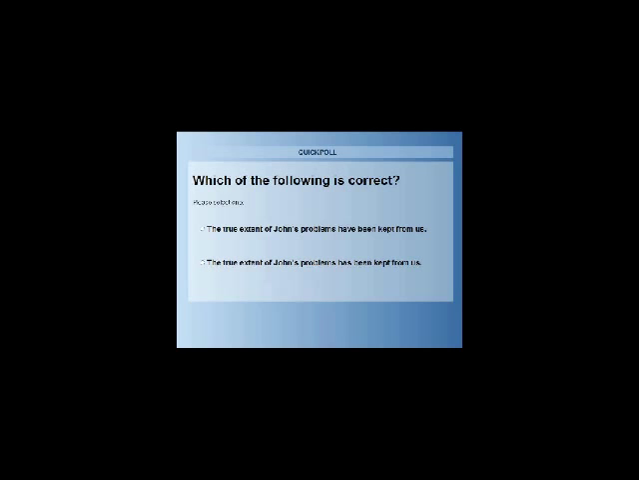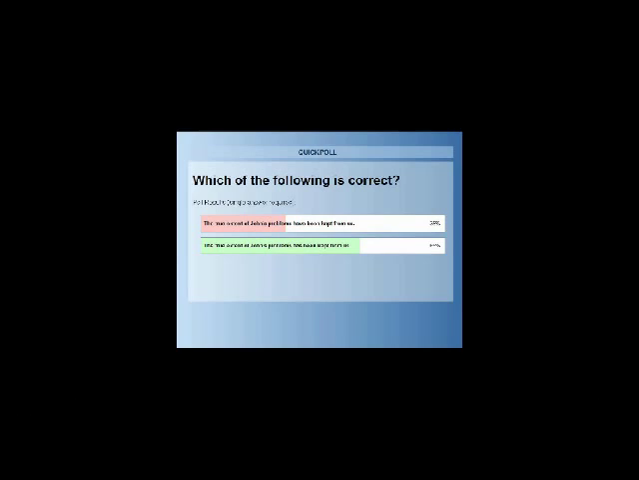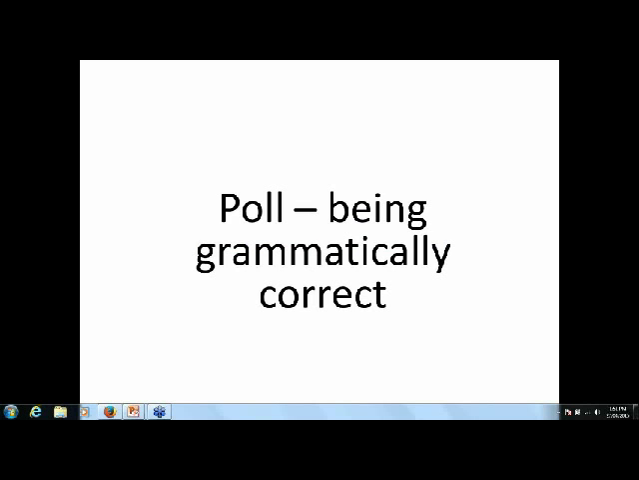So we're voting again, everyone's voting, so thank you again. Thank you for being so enthusiastic about grammar. And it's looking good. Yes. So again, thank you. Not everyone, but the majority has selected the second. The true extent of John's problems has been kept from us. So that's really good. We're going to go on to looking at some examples of what that's about now.